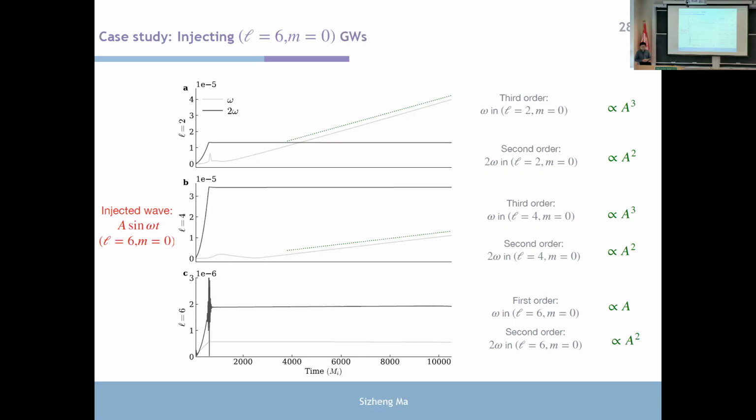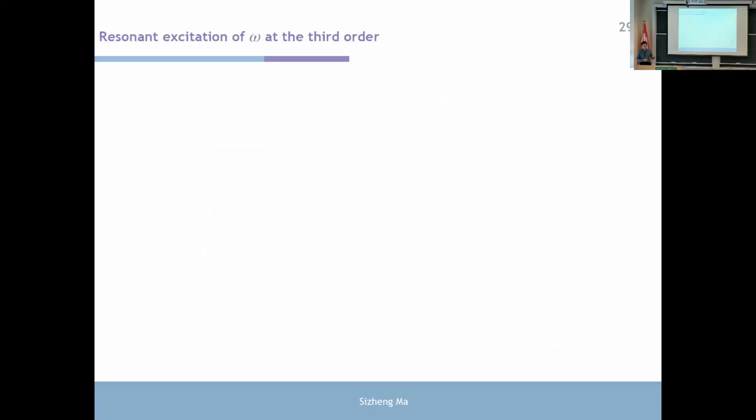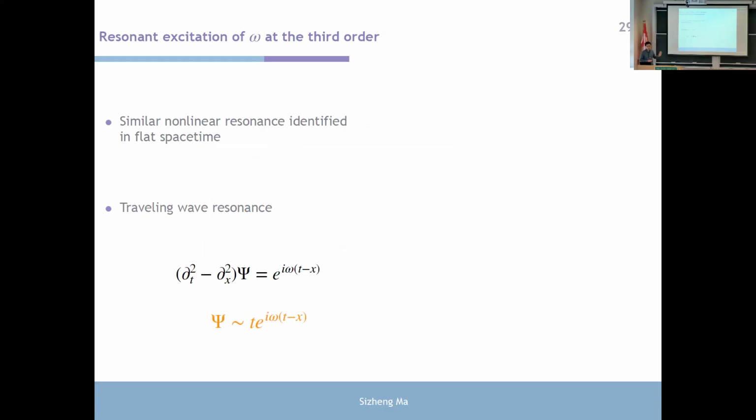So it implies that the omega component undergoes third-order resonance. And more interestingly, we found similar nonlinear resonance in flat spacetime. So this implies that this resonance is not tied to any eigenfrequencies of the system. This aligns quite well with the traveling wave resonance that I introduced earlier. In the presence of a traveling wave, we can have this resonant solution.